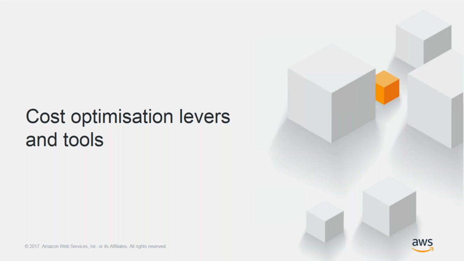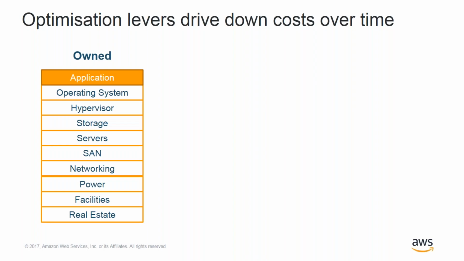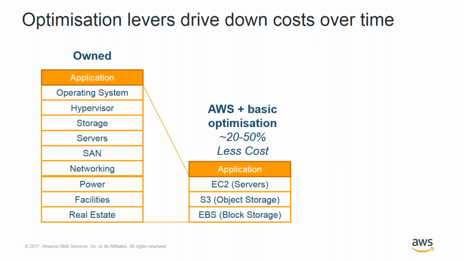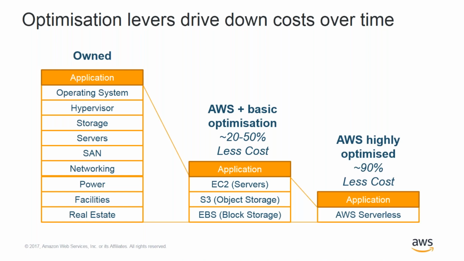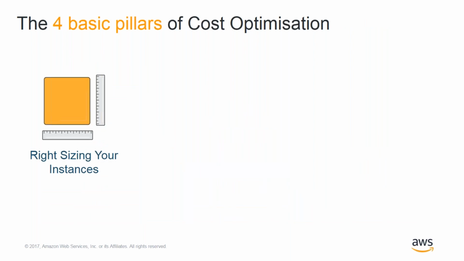And so let's start talking about the different cost optimization levers and tools available to you on the platform to help you optimize spend. And so when you move from owned infrastructure onto AWS with some optimization, typically you save about 20 to 50%. Although outside the scope of this webinar, highly optimized AWS environments have been measured to save about 90% of spend through serverless architectures. And so how do we do this?